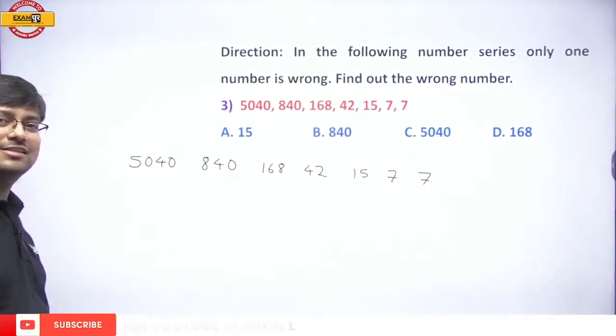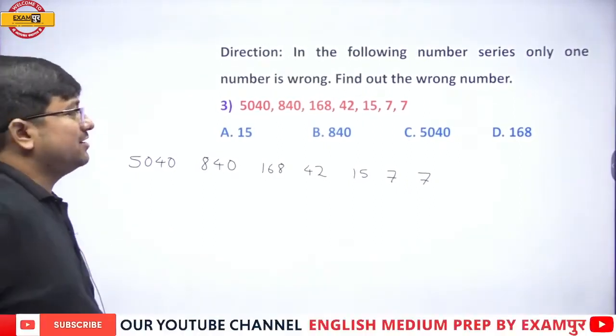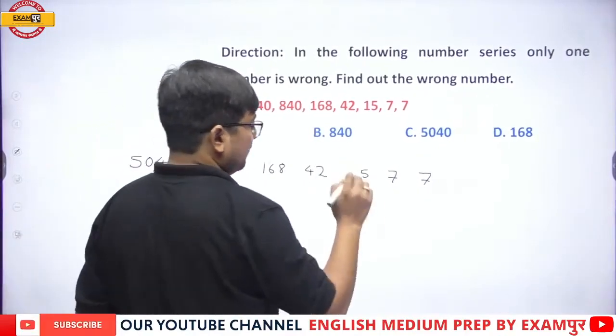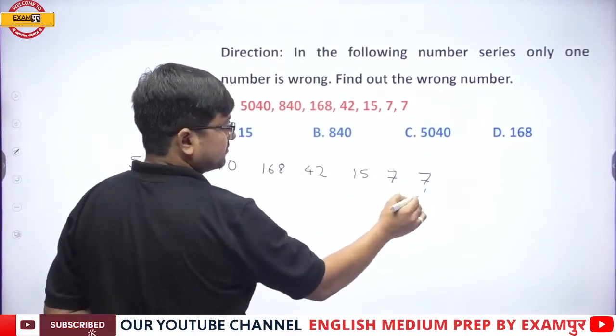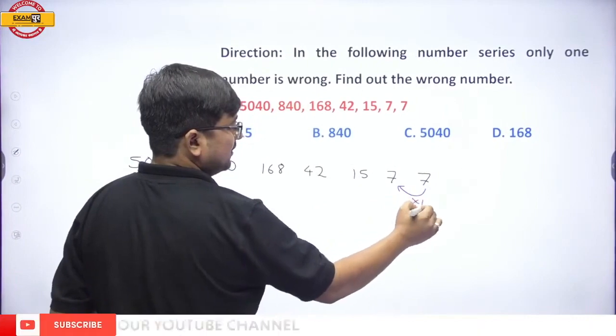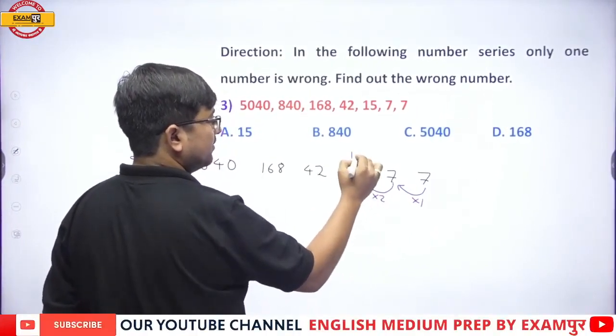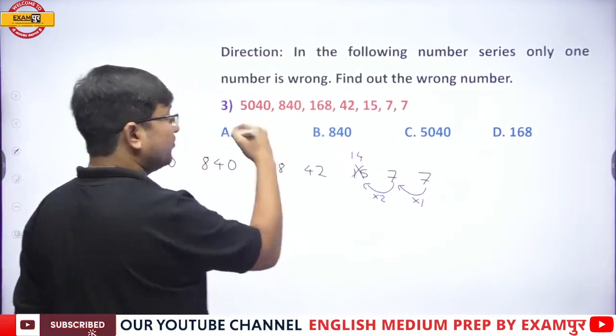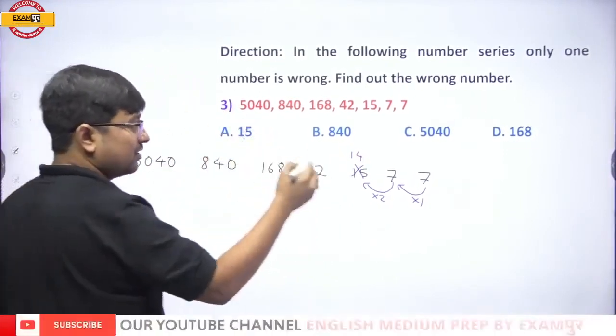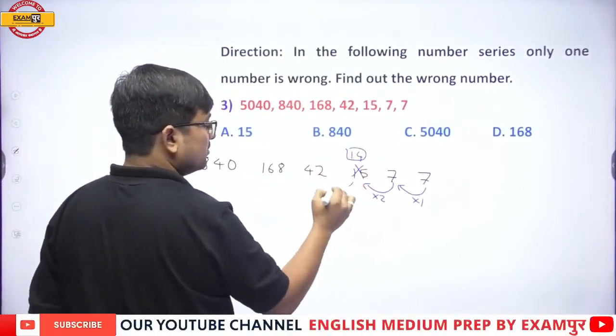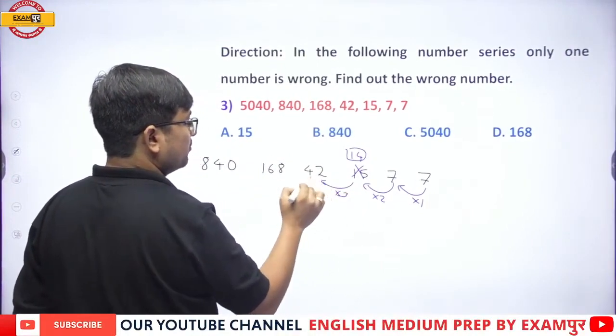Okay, now see, this is easy. This is quite easy, isn't it? See, here what you are getting. 7 ones are 7. 7 twos are 14. But do not immediately mark 15 as the wrong term. No, check further. 14 threes are 42.